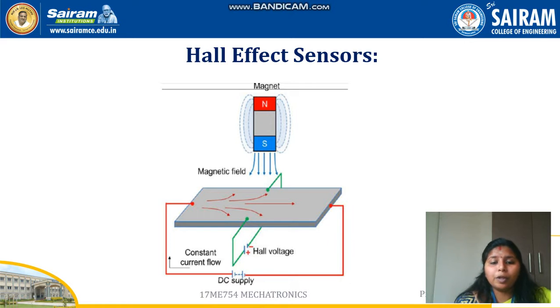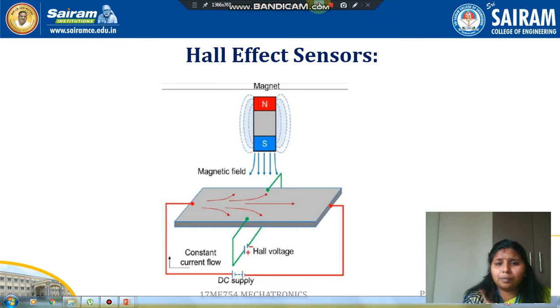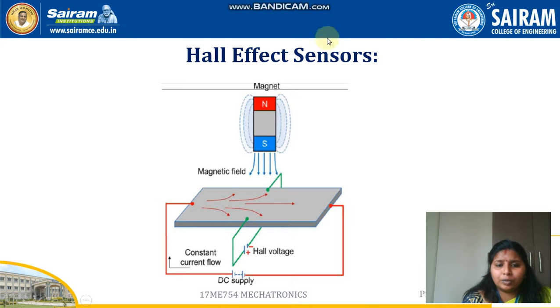So we can consider a metal strip of conducting material carrying a current in the presence of a magnetic field. Due to the presence of the magnetic field, the current is deflected, and a voltage difference occurs, which helps in placing the object. So this is about the Hall effect sensor.